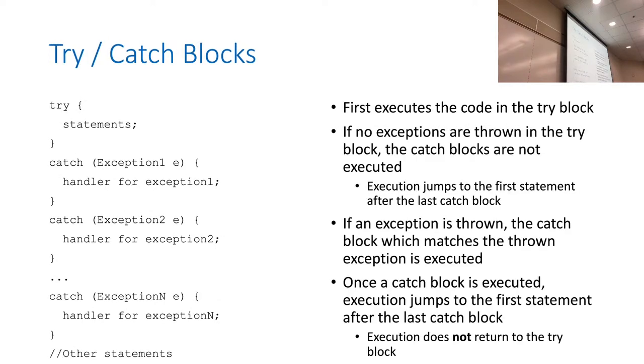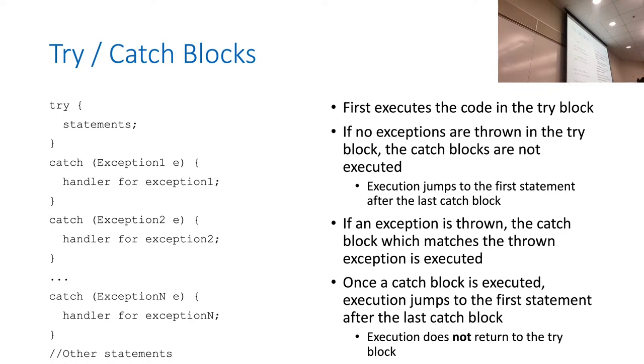So first we execute code in the try block. If no exceptions are thrown in the try, all the catch blocks are just skipped, right? Execution jumps to the first statement after the last catch block. Kind of like how if you have if, else if, else if, else, and that first if condition is true, all the if-else logic underneath it is just skipped over. Same with the try catch block. If you execute code in the try, and it was successful, then you don't need to catch anything, so all that is just skipped.